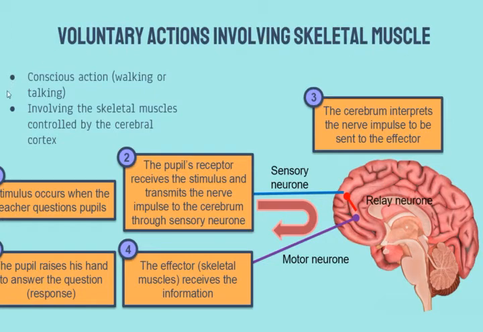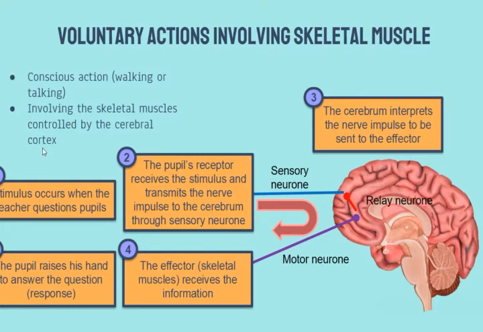Okay, voluntary actions refer to conscious actions, the actions that we are conscious of. For example, walking, talking, sleeping, reading, watching this video. All of these are conscious actions. They involve the skeletal muscles, which are controlled by the cerebral cortex. The cerebral cortex is a part of the cerebrum.